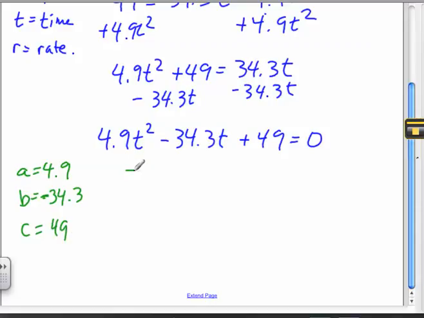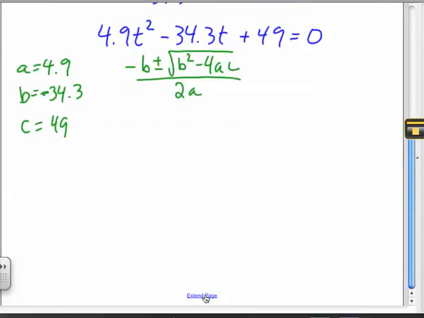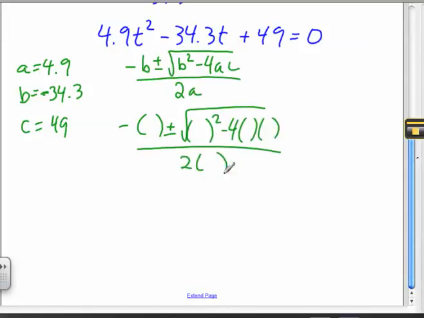Negative b, plus or minus the square root of b squared minus 4ac, over 2a. Yep. Hey, review that. You need to know how to spell it like Edward. All right? Now, let me put my parentheses in here. b squared minus 4 parentheses, parentheses, all over 2 parentheses.